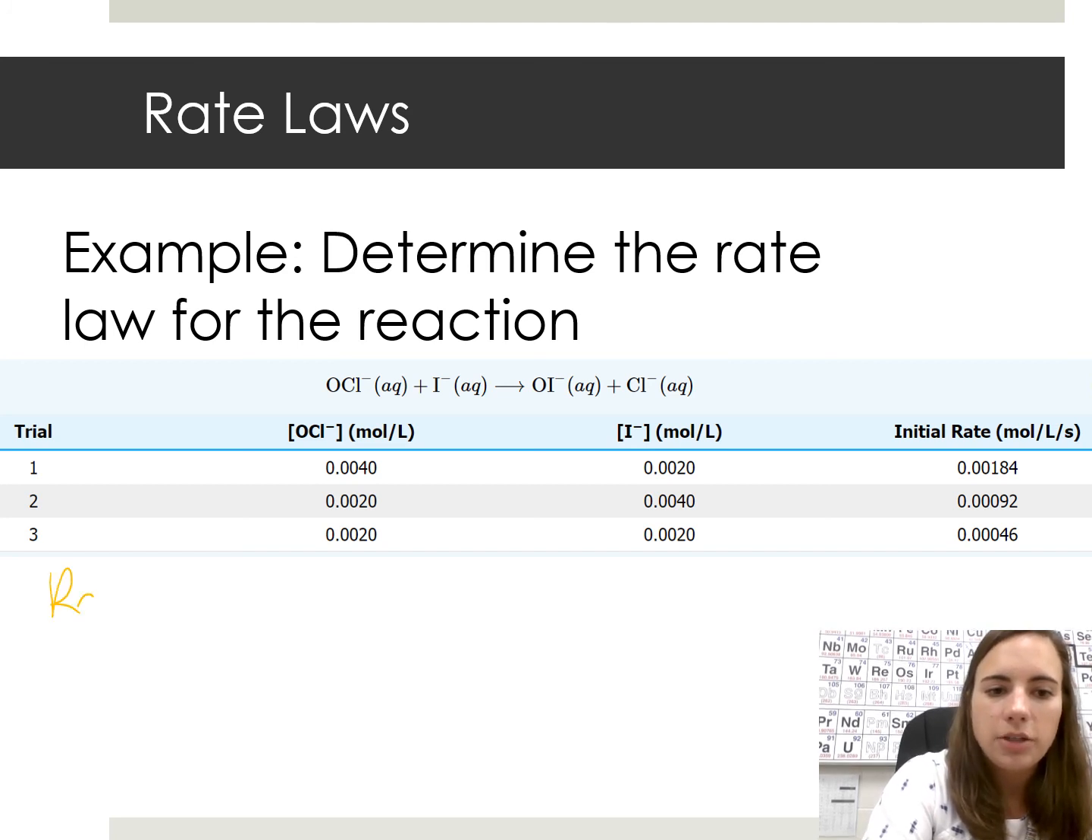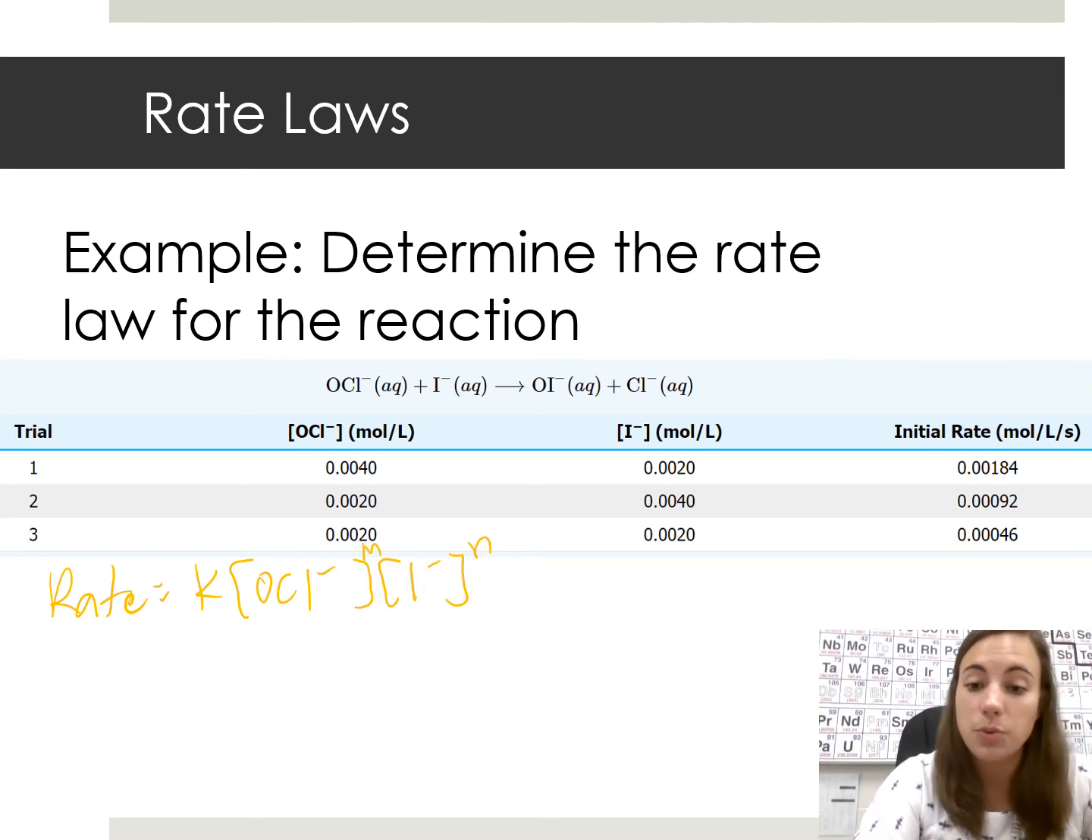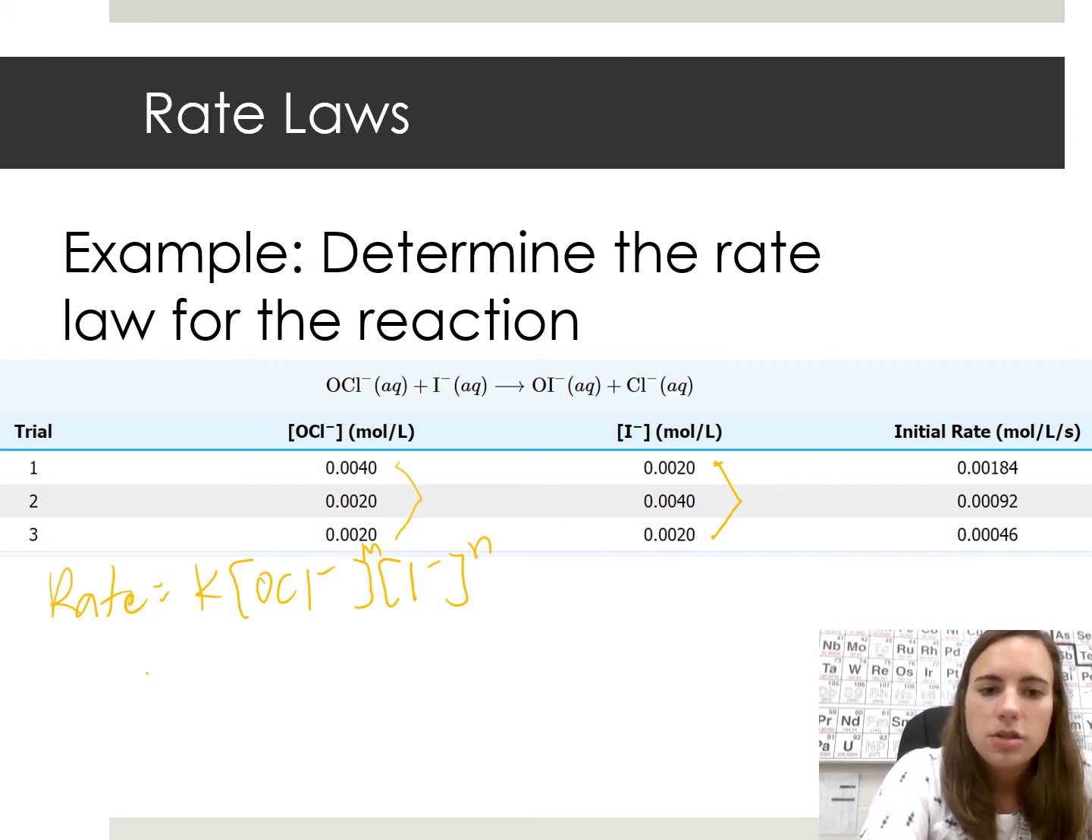So I know that my generalized expression is K times the concentration of OCl minus times the concentration of I minus raised to their orders, which we don't know yet. So for the first one, for OCl, if I look at trials 1 and 3, the I minus stays the same, but OCl changes. So I typically like to make things neat. So I always put the larger numbers over the smaller numbers, regardless of if it's an earlier or a later trial, because it doesn't matter. You're going to get the same answer.